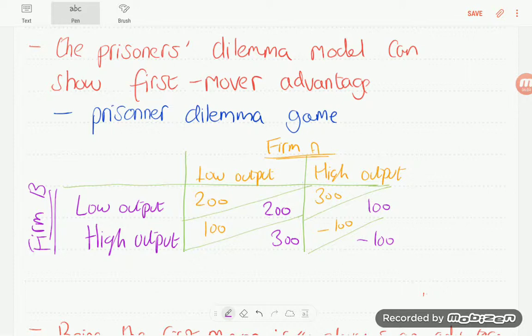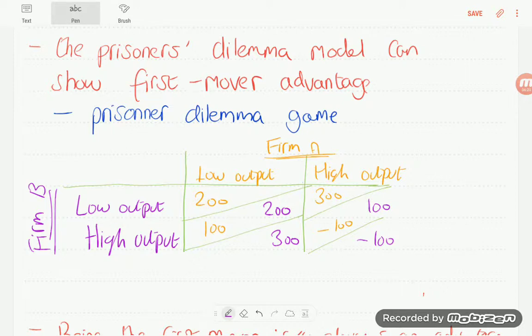It should be pointed out that if they both output at a high level, they'll flood the market and drive down the price until it's below the cost of production. However, as we've said, it's in the interest of each firm to stop cooperating and raise output as long as they do this before the other firm decides to.